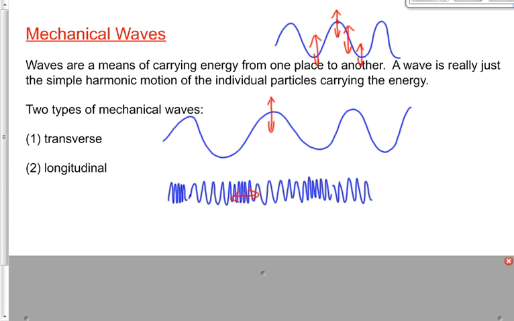Now let's label a few things here. Let's label a term called wavelength. What do you think wavelength is?